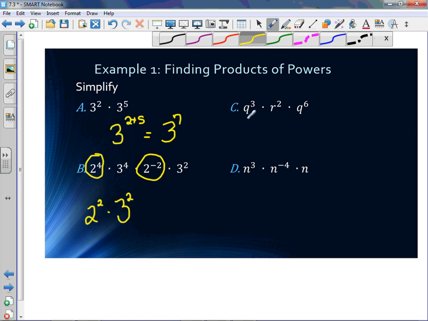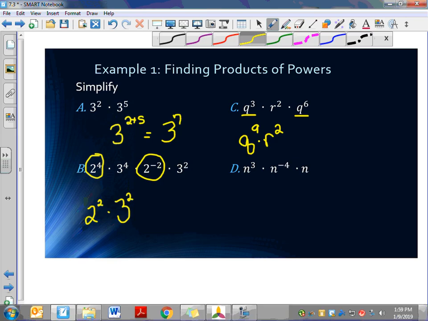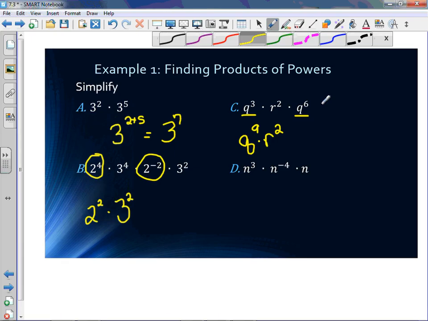For letter C, I have 2 terms with q as the base. So I'm going to keep q. I'm going to add the 2 exponents together. 3 plus 6 is 9. And the r stays squared. You can put a multiply sign between. You don't have to. With numbers, you typically do keep the multiplication sign in between.